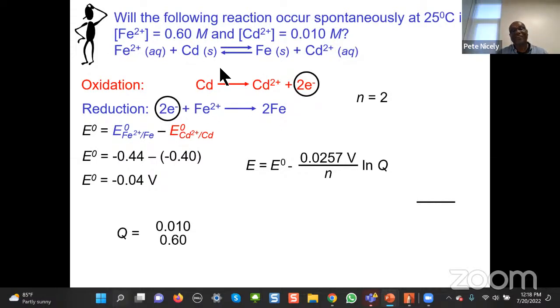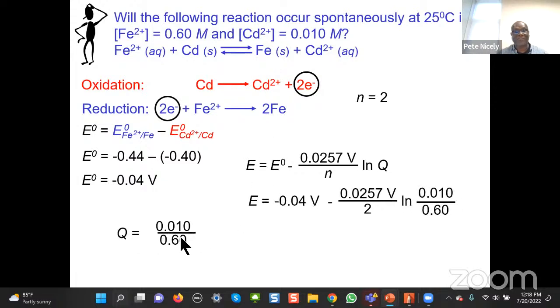In this case here, the only terms that would appear in that equation would be the cadmium ion and the Fe2+. Why? Because the iron and the cadmium are solids. Solids do not appear in that equation. So that's what this part here is all about. We first determine what Q is, which would be the concentration of the Cd2+, which is 0.10 M, divided by the concentration of the Fe2+, which is 0.60. So for Q, we put this ratio here.